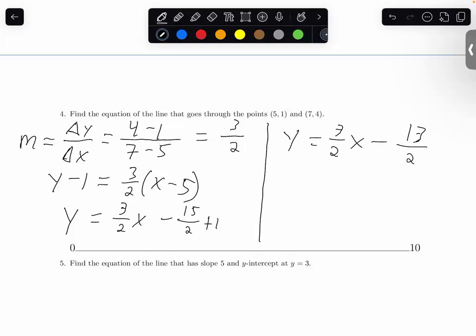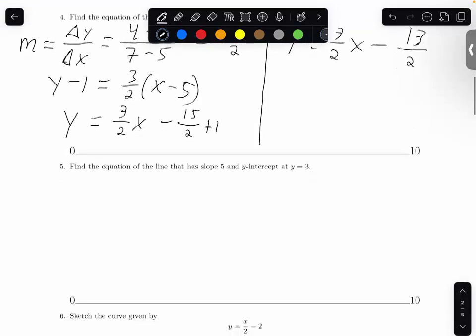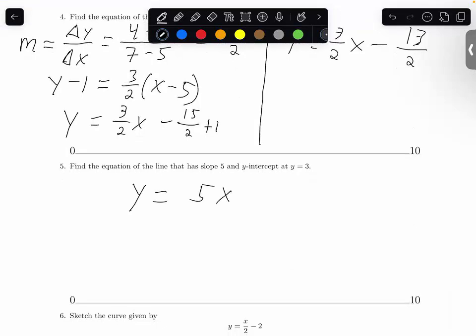The fifth one wants the equation of the line that has a slope of 5 and y-intercept of 3. So this one is just going to be y is equal to 5x plus 3. If you want to put the point in there for us to actually use the equation, that point was 0, 3. But it should still give that b value in the slope-intercept form to just be a value of 3.